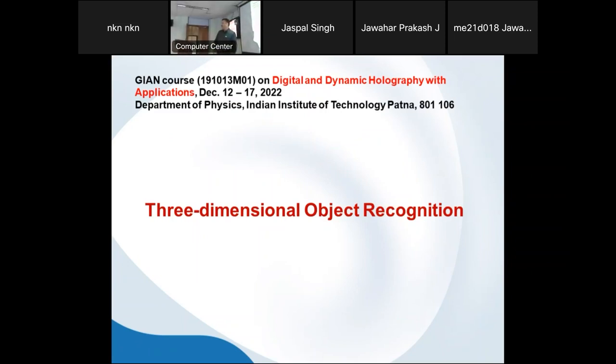But when you take a picture, it becomes two-dimensional. So we have to have a recognition technique where we can directly record the three-dimensional picture of the real three-dimensional object. So what do we mean by the recognition of 3D?